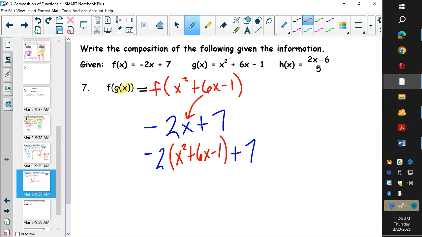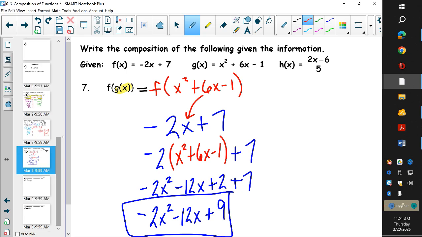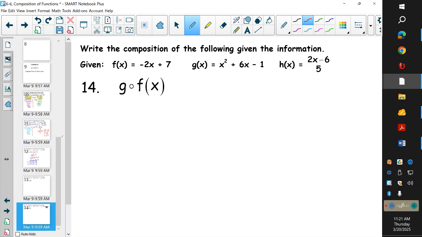What should I do? So what do I do here? Distribute, I heard. So that's negative 2x squared minus a 12x plus a 2 plus a 7. Combine like terms. Negative 2x squared minus a 12x plus a 9. Yes? Do we get it? All right. I feel like you guys are good. Any questions?